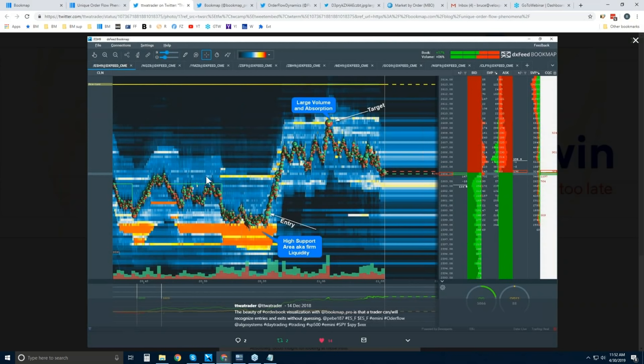Actually, he's looking for a bigger move because, looking at the other side of the range, I would probably take half off up here at the top of this range. He didn't. He was looking for the next level of higher liquidity up here. He started to see the large volume and absorption up in here, and he took his profit up into higher liquidity.